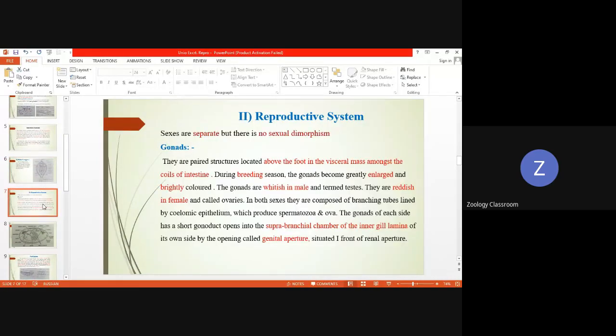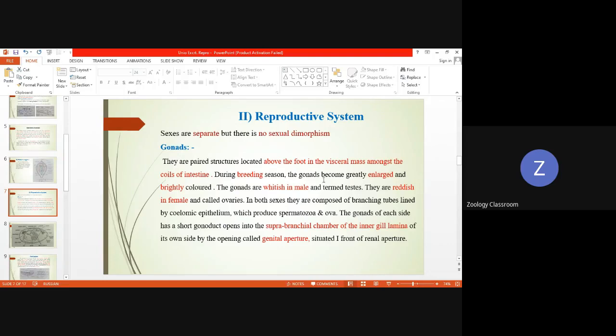Now, let's go towards the reproductive system. As sexes are separate, but there is no sexual dimorphism. No sexual dimorphism means externally we cannot make out whether the animal is male or female.